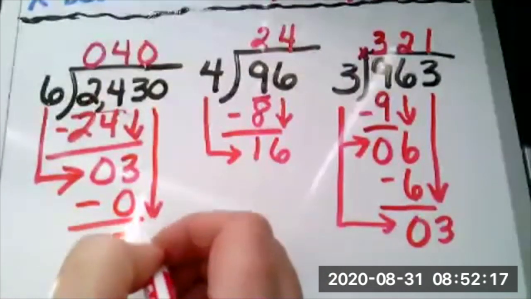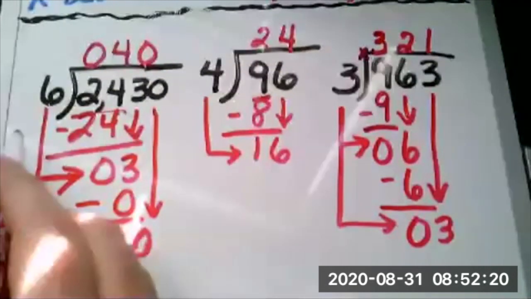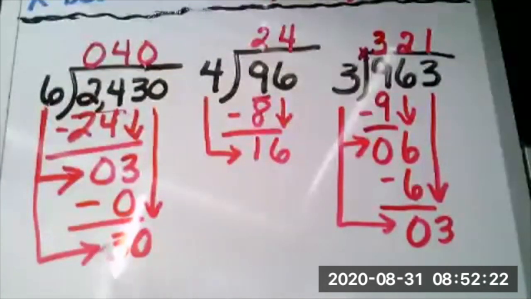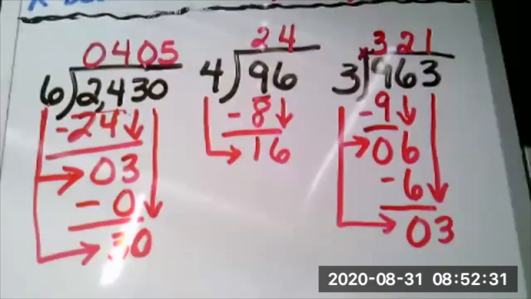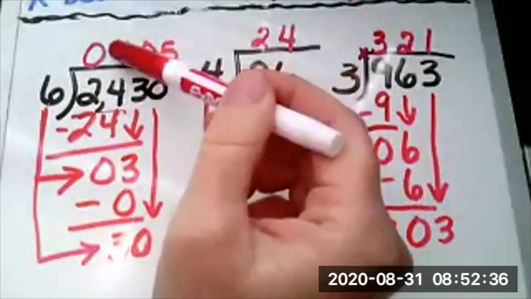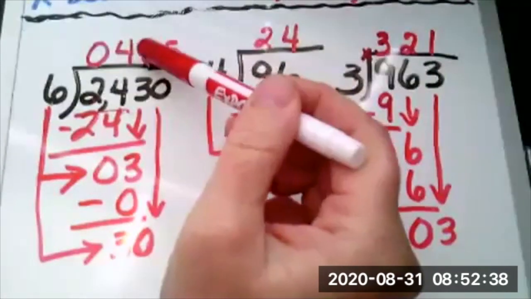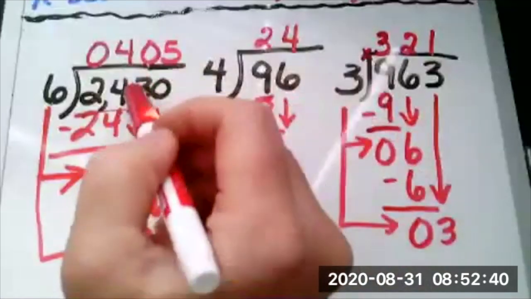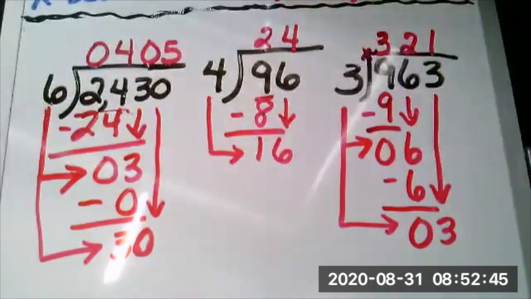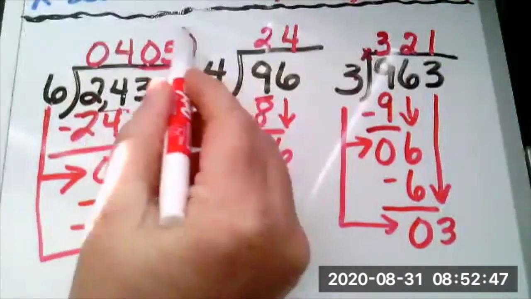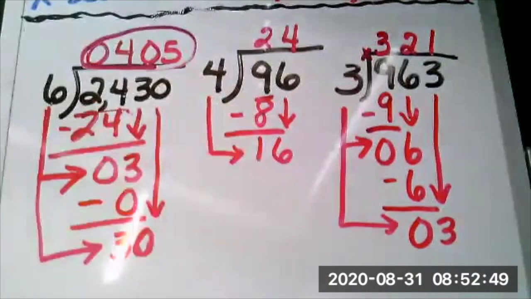And when you bring down the last 0, then you can ask how many times does 6 go into 30? Okay, 6 does go into 30 5 times. Now the 5 has to go above the 0. So it's very important that you line up these place values. The 4 has to go above the 4. The 0 placeholder has to go above the 3 so that the 5 can go above the 0. Your final answer should be 405.